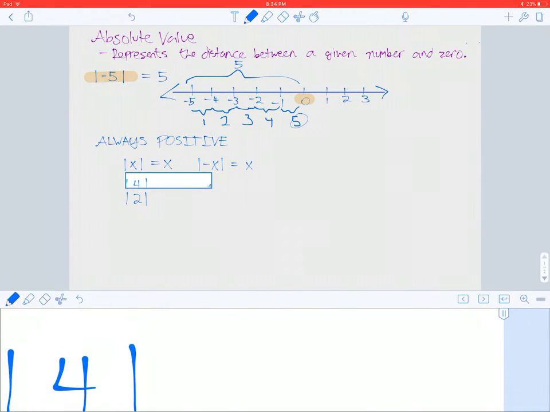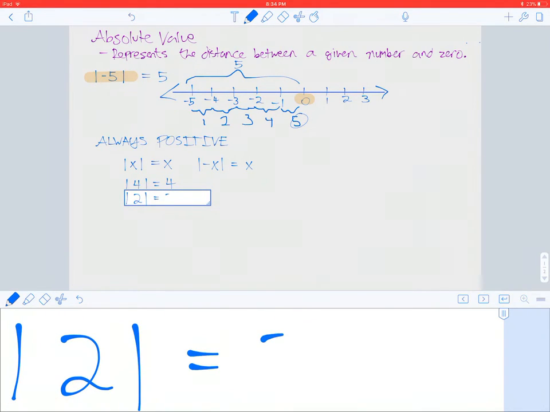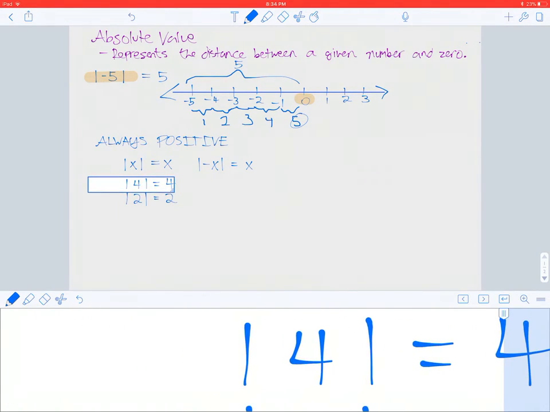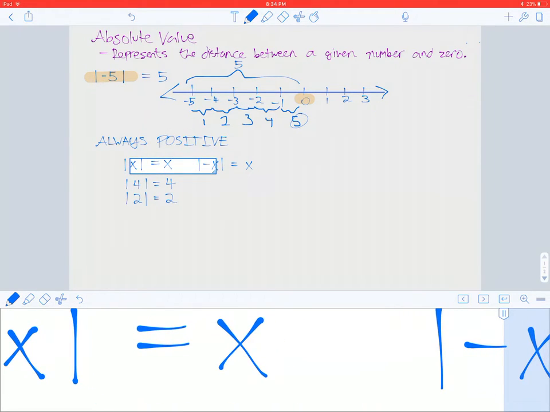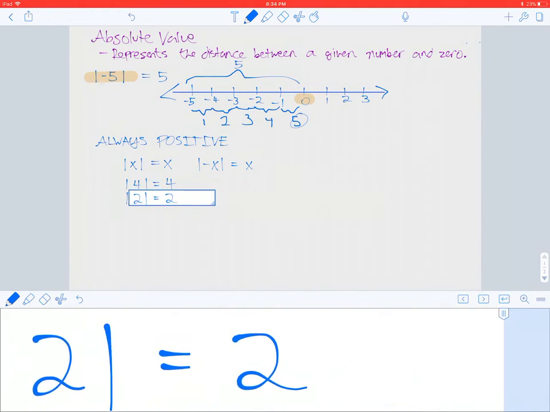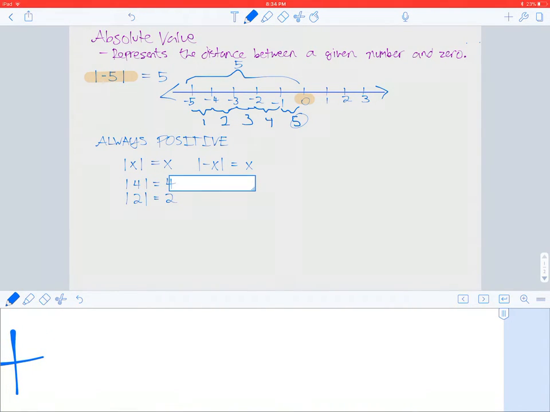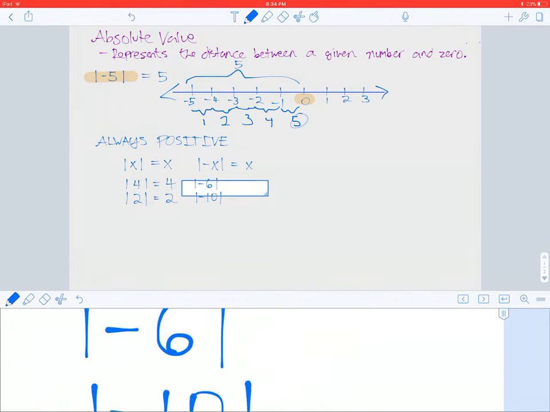I'm assuming you tried it a little bit. The absolute value of 4 is 4, and the absolute value of 2 is 2. It stays the same because the absolute value of a positive number x is always going to equal x itself. Now, let's try something a little different: the absolute value of -6 and the absolute value of -10. Let's see if you can figure that out.